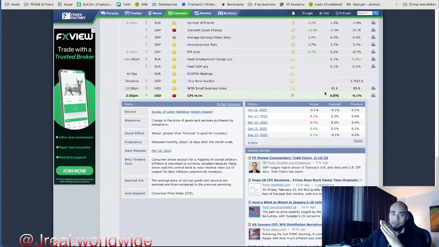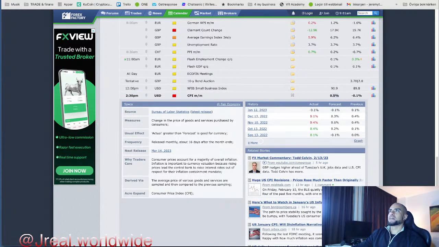If the US dollar pumps, the Euro USD will drop, and the same thing with gold. Gold will also drop. Probably crypto will also drop. So if the US dollar drops, Euro USD will pump, gold will pump, cryptos will pump, US 30 will pump.